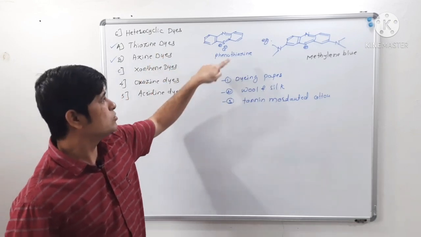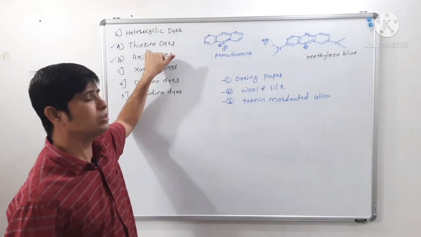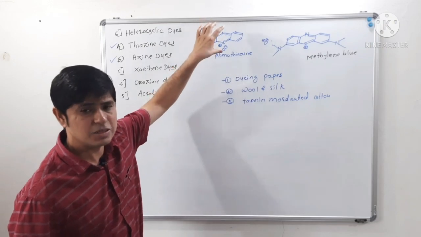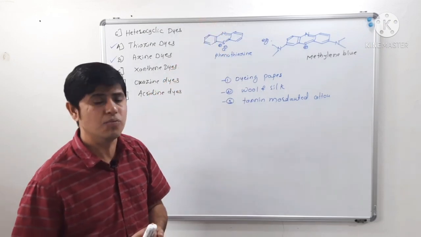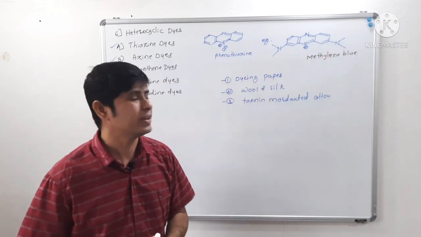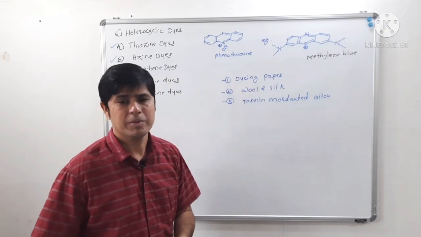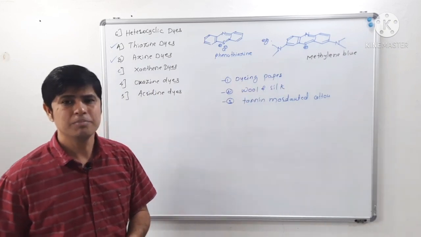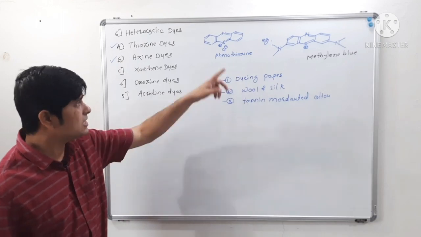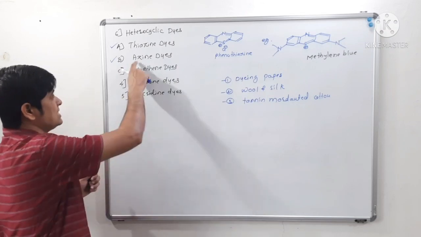This basic core structure of phenothiazine belongs to thiazine dyes. This core structure will act as a chromophore, while the NMe2 group will act as an oxochrome in the example of methylene blue. Methylene blue is also used as an indicator. Now we will see the second class of dye, azine dyes.